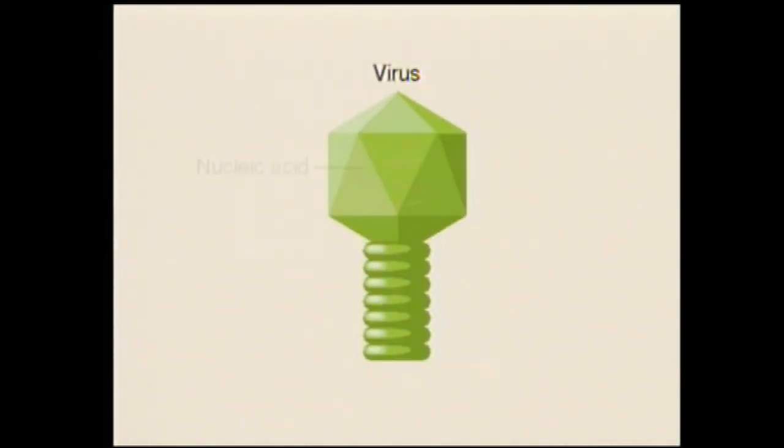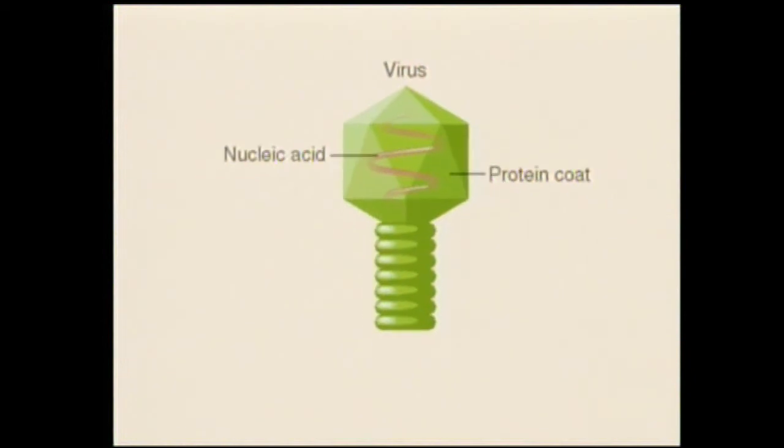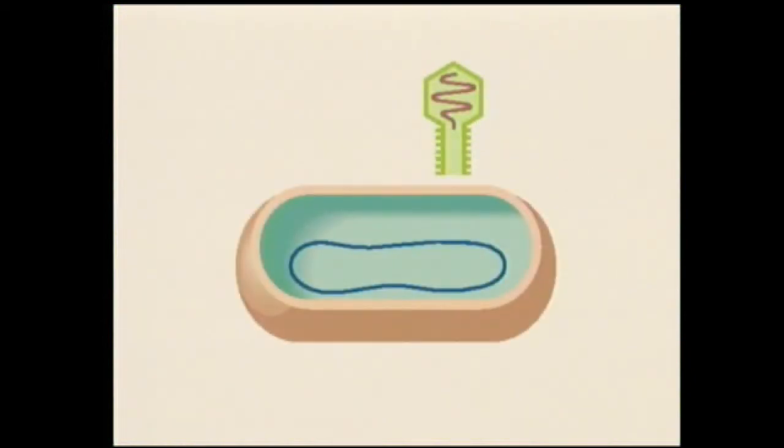Viruses consist of a core of nucleic acid surrounded by a protein coat. A virus cannot reproduce independently. In order to reproduce, it must infect a living cell. The infected cell is called the host. The process of reproduction for viruses is called viral replication.